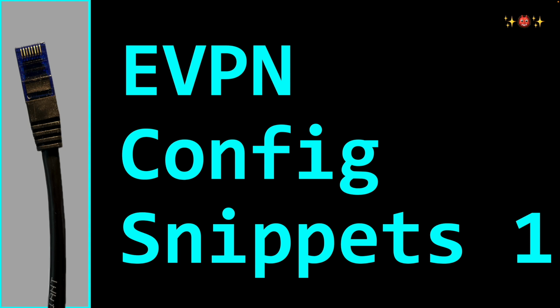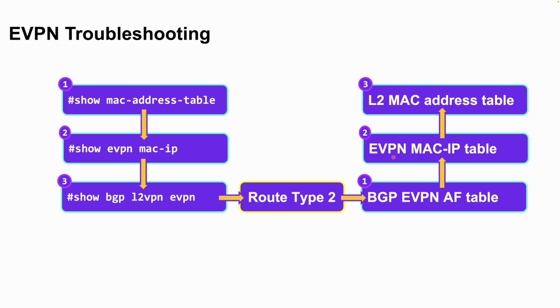So I've included those. The L2 MAC address table on CX, what we do is a show MAC address table. It's as simple as that. The EVPN MAC IP table is a show EVPN MAC-IP. And then finally, that BGP EVPN address family is a show BGP L2 VPN EVPN. That will bring up the BGP update entries that we have local to our device.